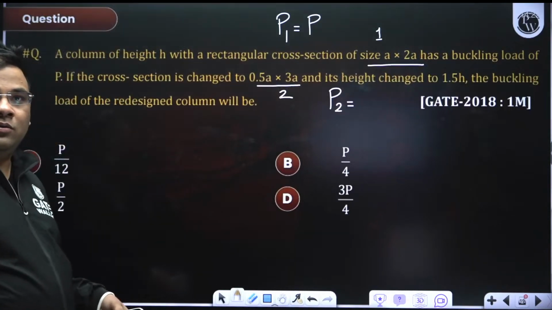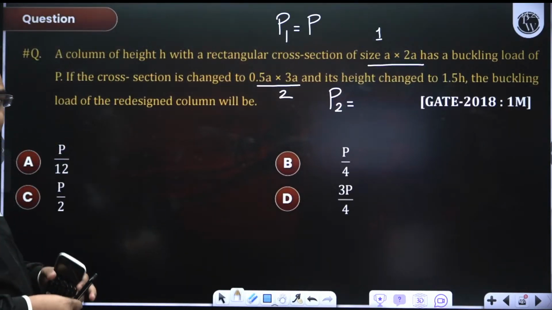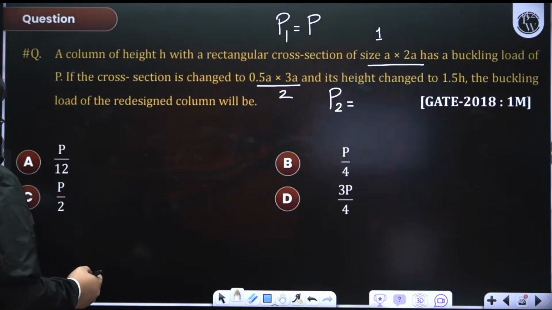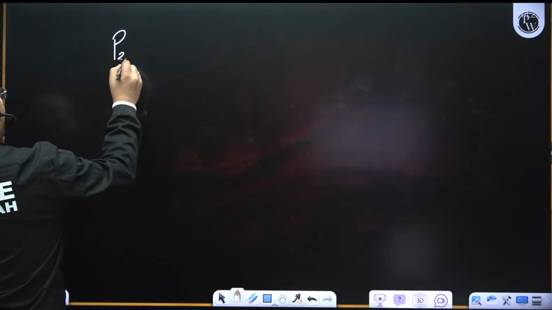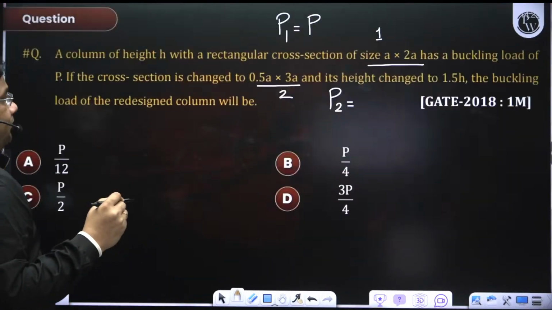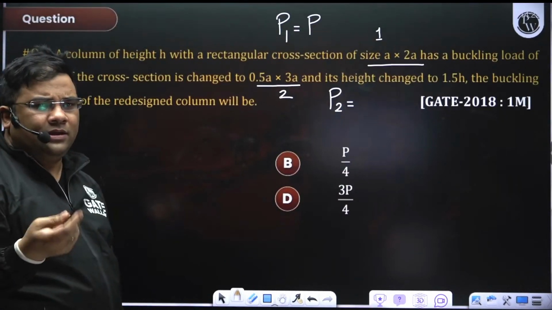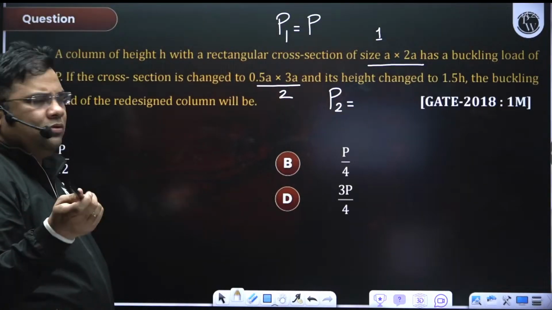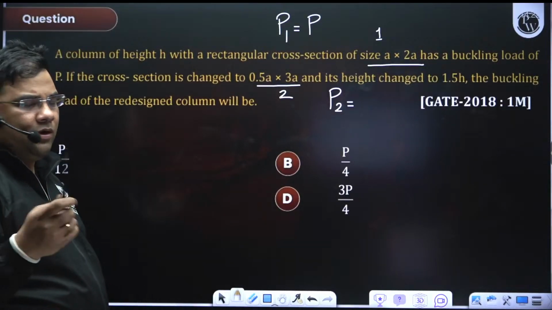Okay, so most of you have solved it correctly. So what I will do, I'll do this ratio thing now. So P2 by P1, for column 2, you can assume any support condition, it will be the same. Suppose I'm assuming that both ends are pinned, so effective length will be equal to length, okay, right?